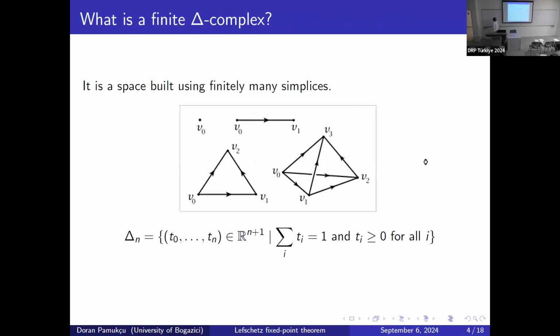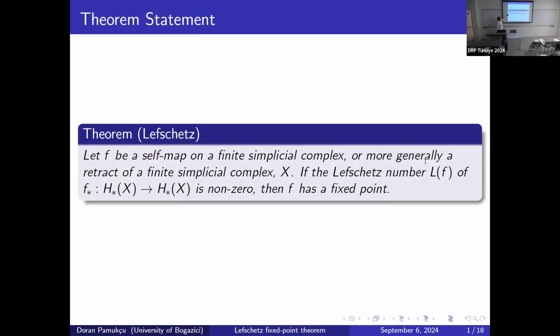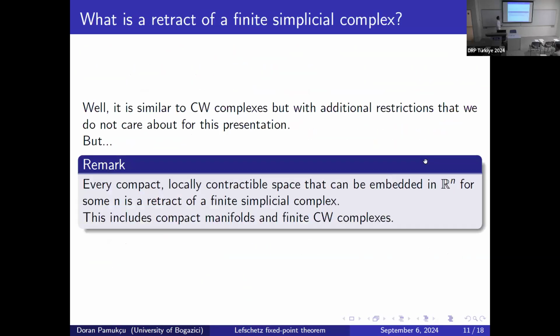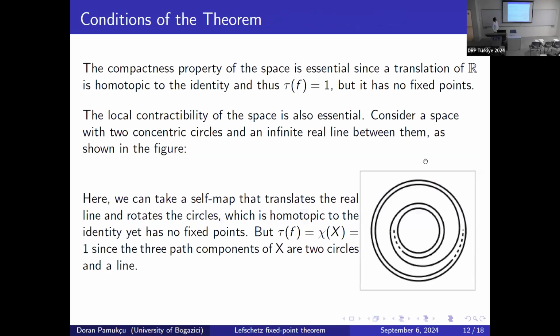So going back to our theorem statement, our theorem talks about a space that is a retract of a finite simplicial complex. So what is a retract of a finite simplicial complex? I don't want to get into too much detail, but it is similar to CW complexes, with additional restrictions. But I want to tell you that every compact locally contractible space that can be embedded in R^n for some n is a retract of a finite simplicial complex. So there are lots of spaces in this category. This also includes compact manifolds and finite CW complexes. So we're talking about a lot of spaces here.